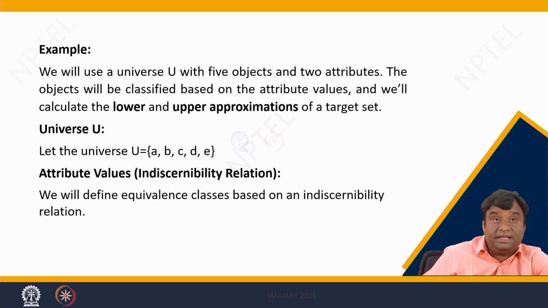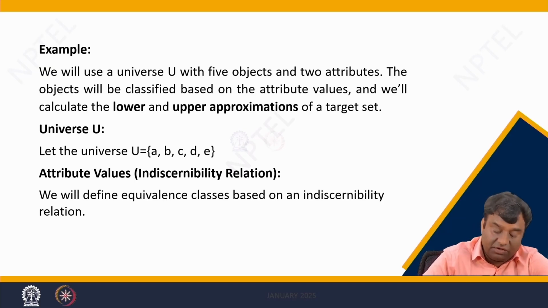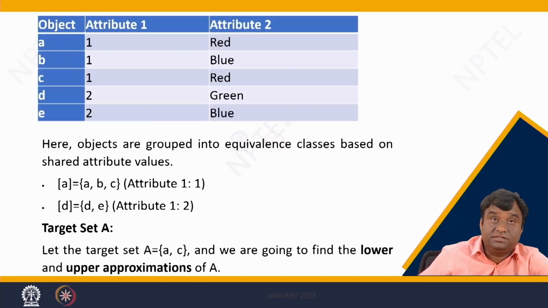Now try to understand another example. We will use a universe U with 5 objects and 2 attributes. The objects will be classified based on the attribute values, and we will calculate the lower and upper approximations of a target set. So here the universe U is A, B, C, D, E. Attribute values, that is indiscernibility relations, will define equivalence classes.